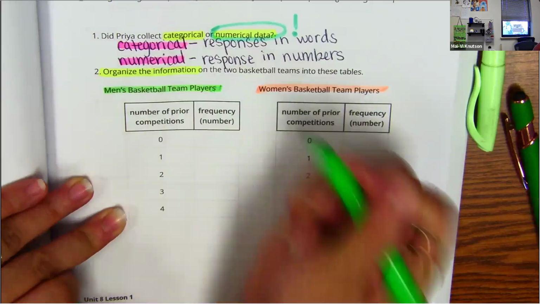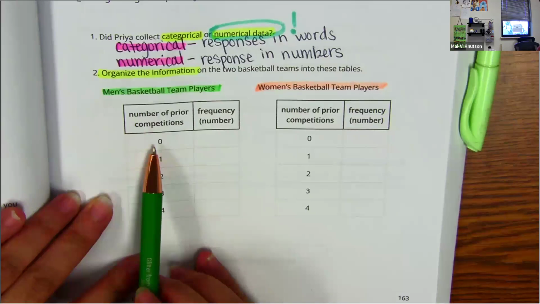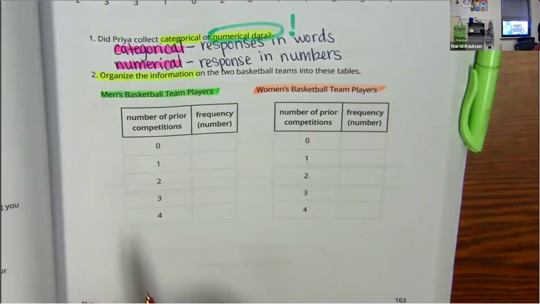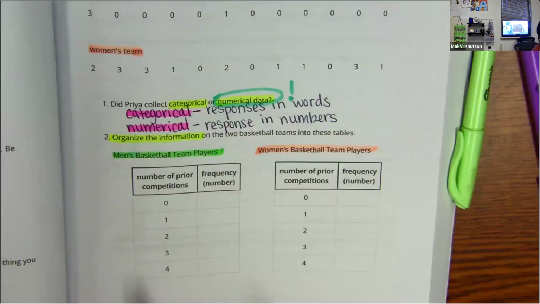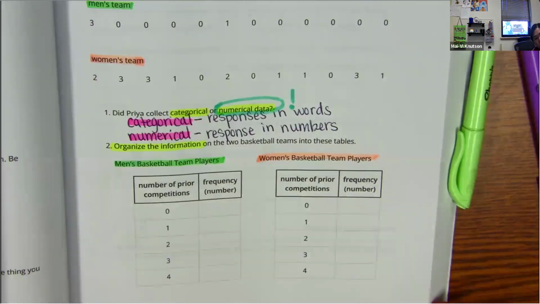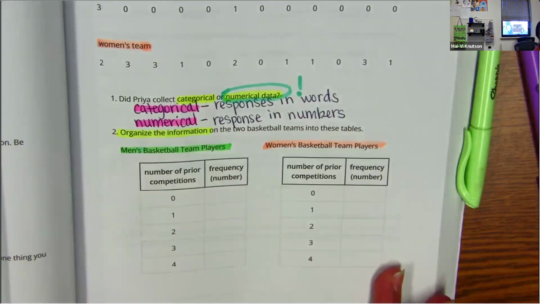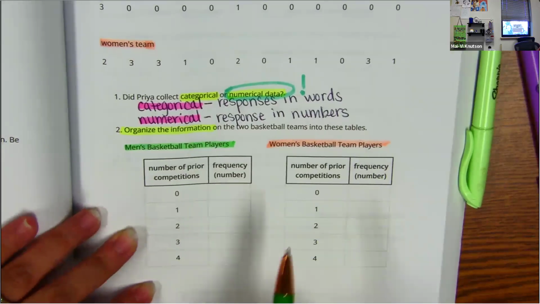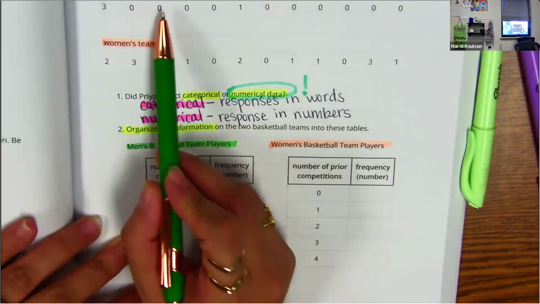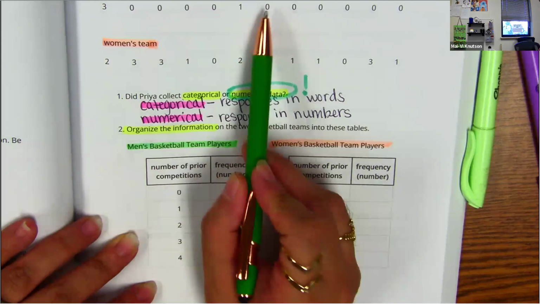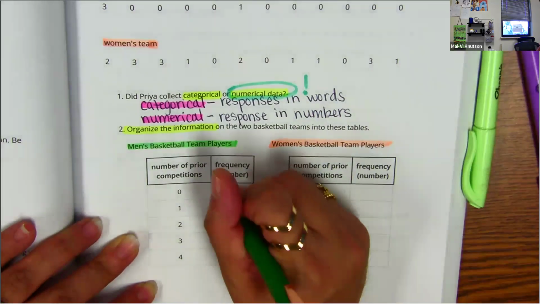Okay, so men's, number prior. How often do we see 0 in the data? So I'm going to scroll up. If I can try to put this all on one page, that would be great. Okay, cool. Hopefully you guys can see that. Let's see how many times we see 0 in the list. 1, 2, 3, 4, 5, 6, 7, 8, 9, 10. I see 10 zeros.